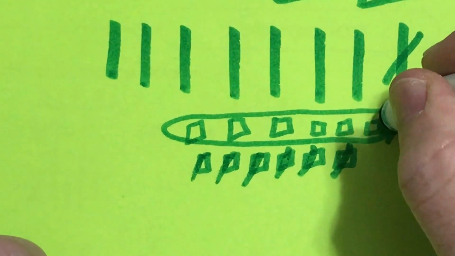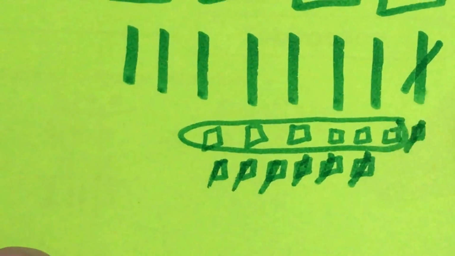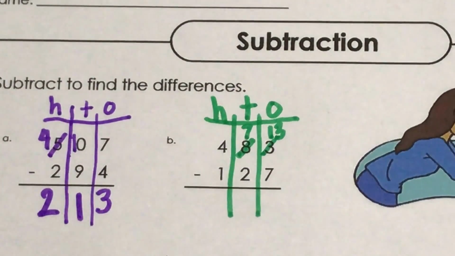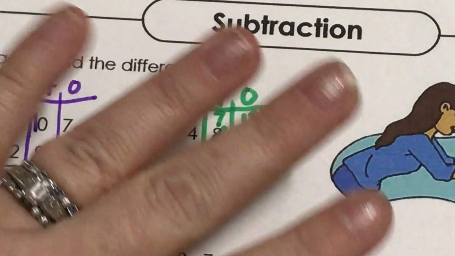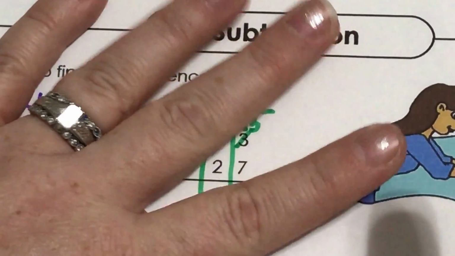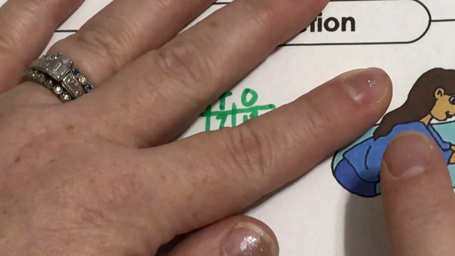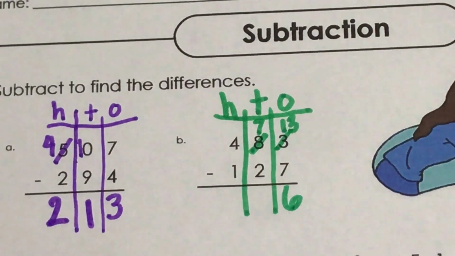And that leaves us with 6 left. 1, 2, 3, 4, 5, 6. We could also count up and say 7, 8, 9, 10, 11, 12, 13, and say the difference between 13 and 7 is 6. 13 minus 7 equals 6.